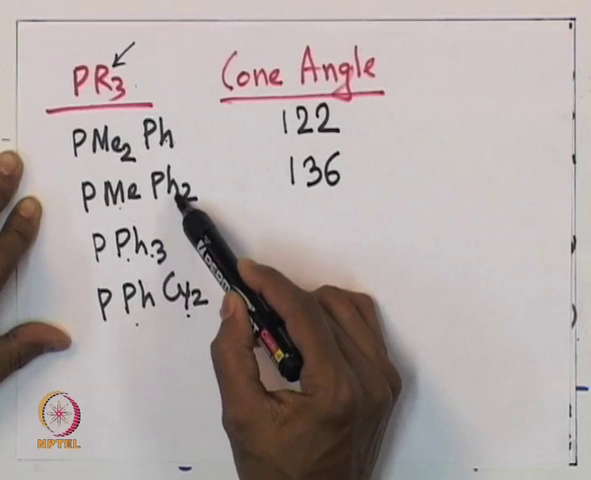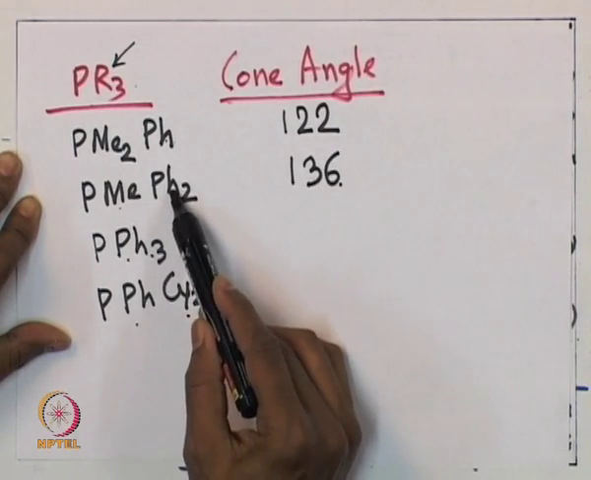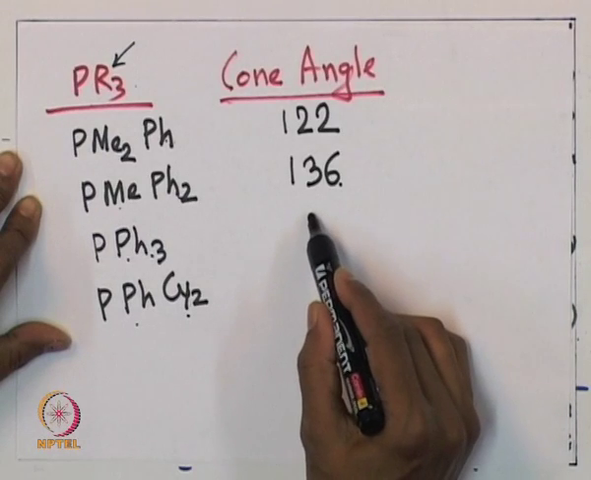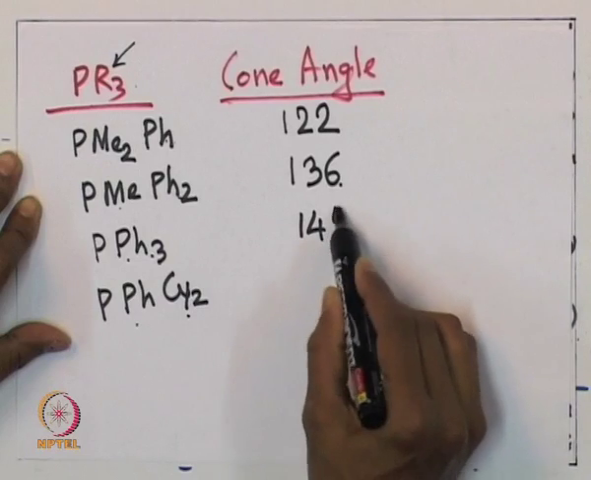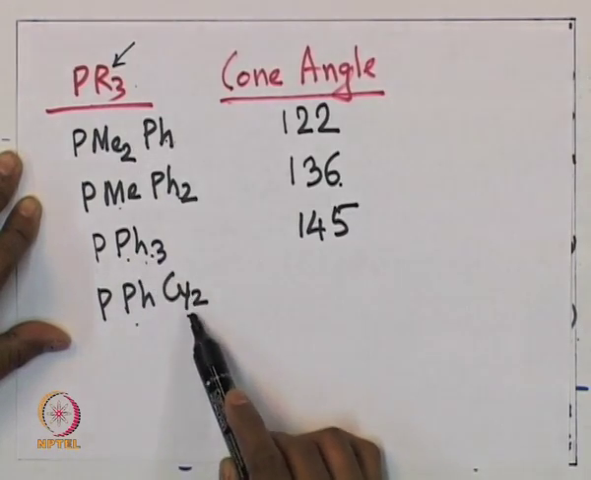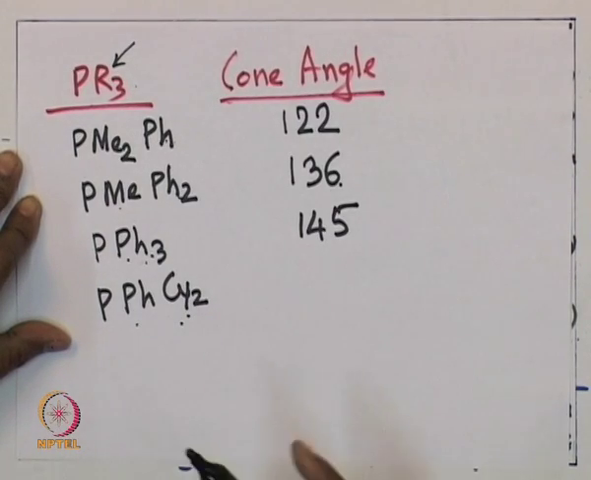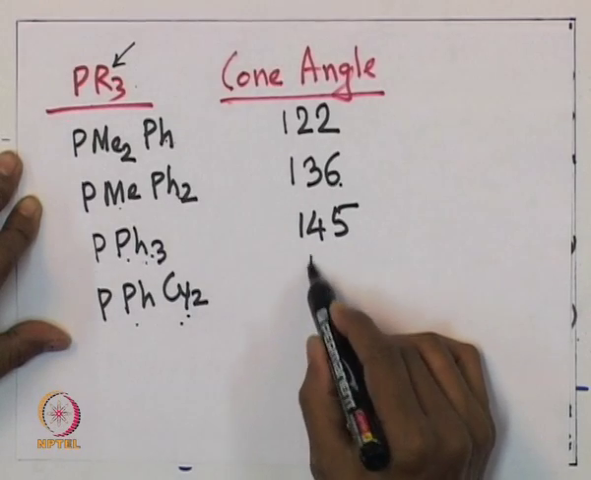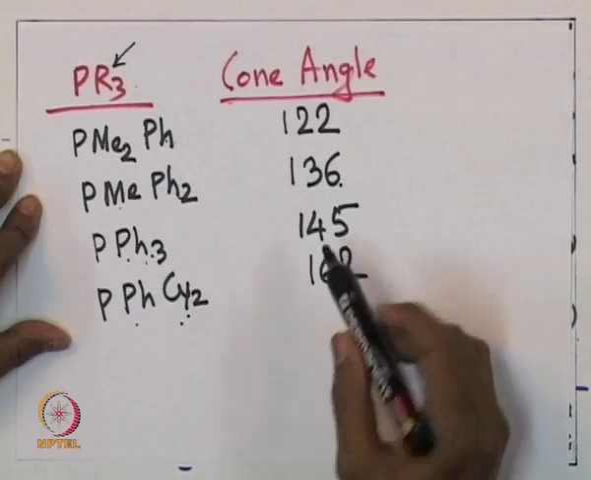So, from 1 phenyl to 2 phenyl the angle increases, so it becomes considerably bulky. PPh3 you would expect to be even bulkier, 145. When 2 of the phenyls are replaced by 2 cyclohexyls, which are again bigger compared to phenyl, you will see that the cone angle increases to 162.